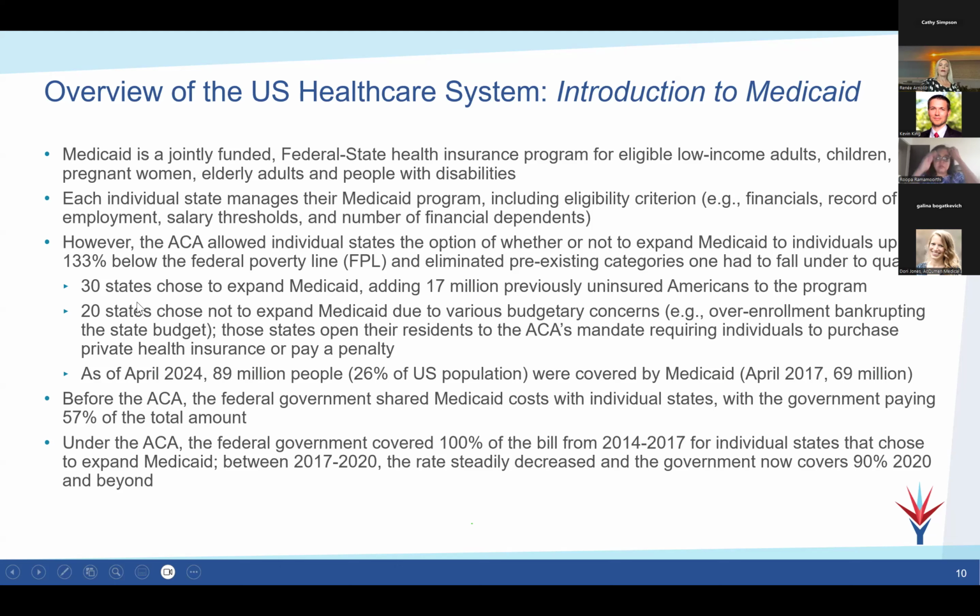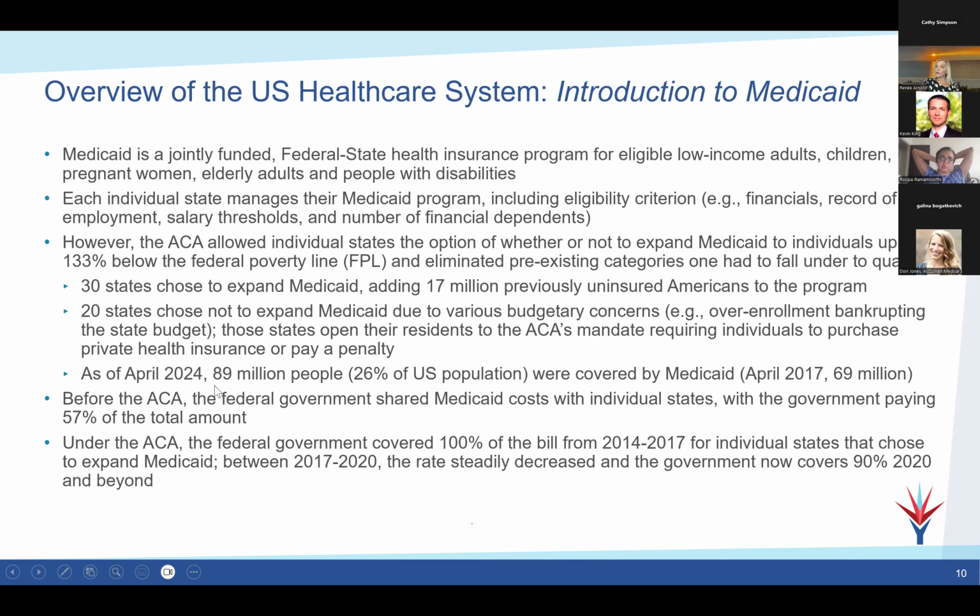Under the ACA, 30 states chose to expand Medicaid, and they added 17 million previously uninsured Americans to the program. We went from a country of approximately 30% of the population being uninsured to about 8% today. I'm really afraid that this is going to now go up with Medicaid requirements becoming much more stringent. So 30 states chose to expand Medicaid. 20 states chose not to expand Medicaid because of various budgetary concerns.